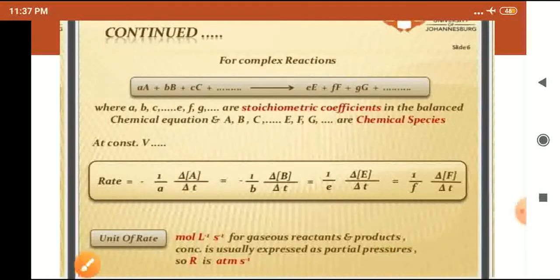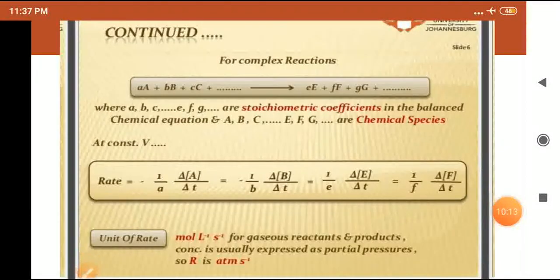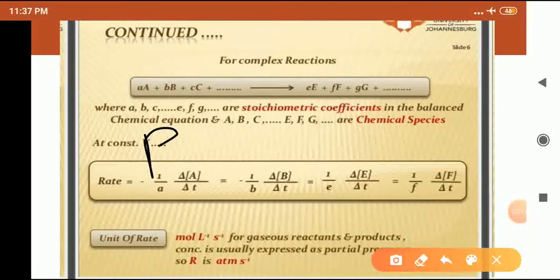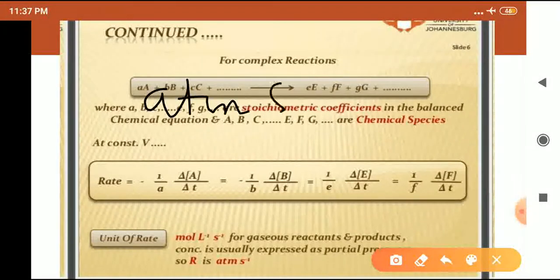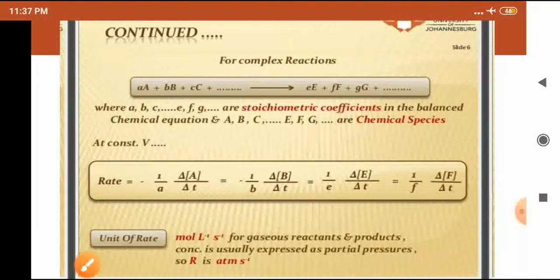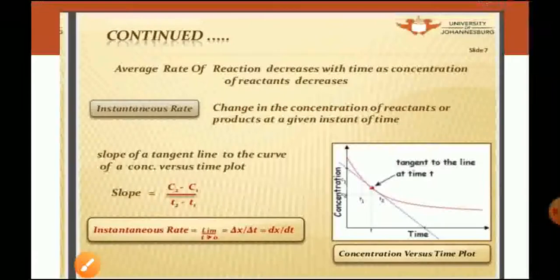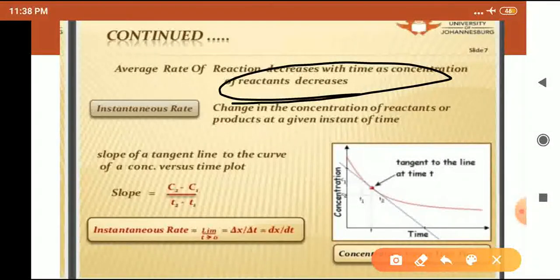In case of gaseous reactions where the concentration is to be expressed in partial pressures, the unit comes out to be atmosphere per second, that is atmosphere second inverse. Since average rate of the reaction decreases with the concentration of reactant with time, as the concentration decreases, this average rate of the reaction also decreases.